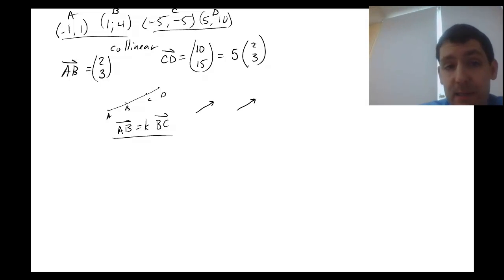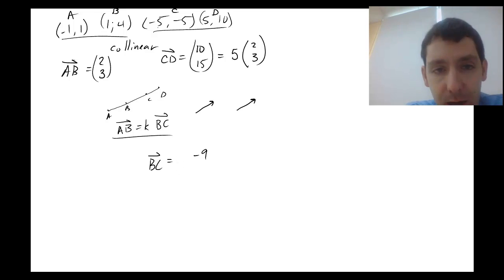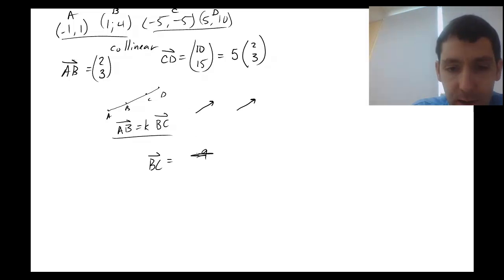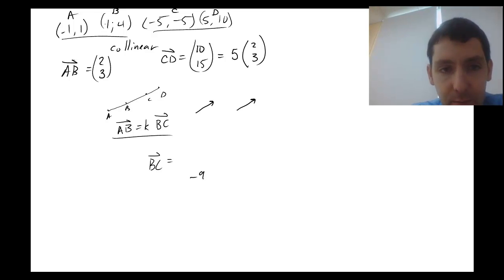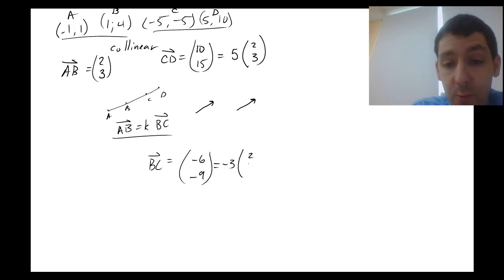Let's do BC. So I'm doing C minus B. Again, I'll go negative 5 minus 1, which will be negative 6. Sorry, I should have done the y value. So let's put that down on the bottom. And then the other value is negative 5 minus 4, which is negative 9. And you'll notice that I can take out the 3, which then leaves me again with (2, 3).